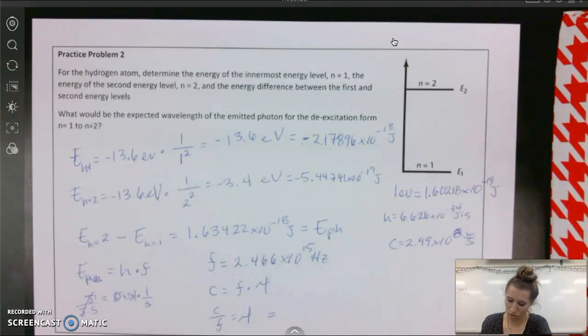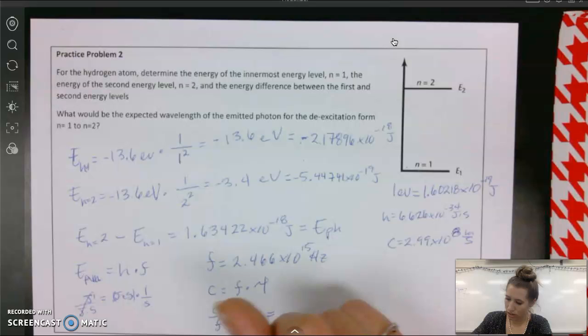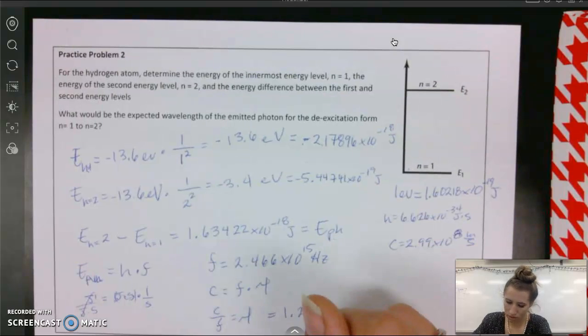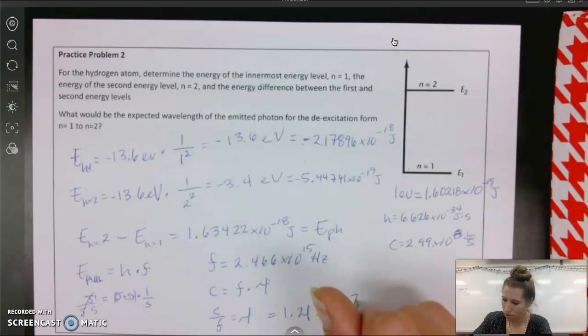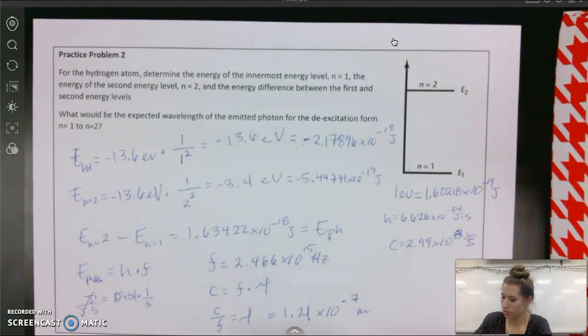I'm going to take that 2.99 times 10 raised to the 8th, divided by that frequency that I just calculated, and I get 1.21, we'll do 3 sig figs, times 10 to the negative 7 meters wavelength.